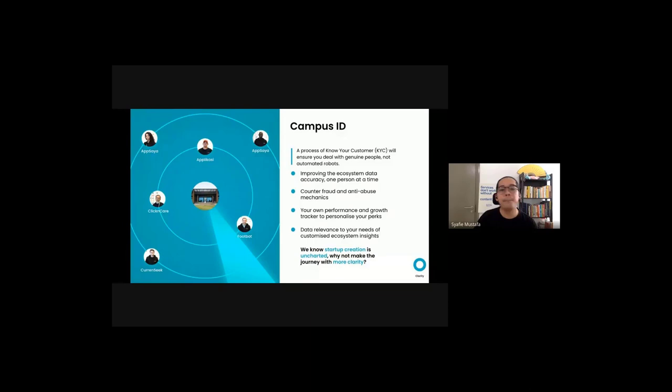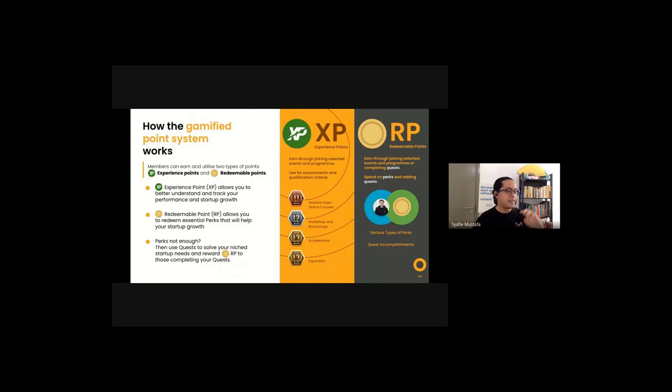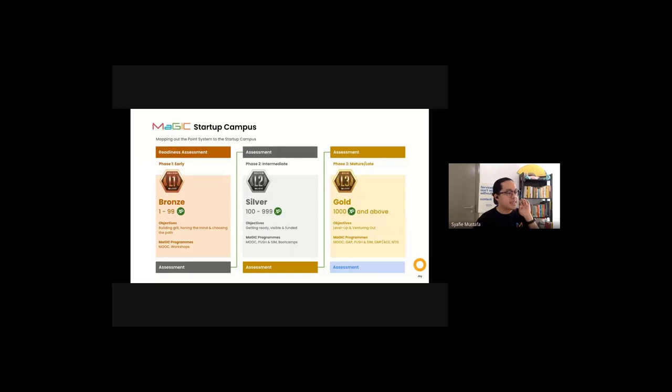And then we have the gamified point system. Like I said just now, every time you go through our courses, you get points. Experience points will constantly go up, but never go down. Redeemable points are something you transact, you spend, and you can even claim from someone. So, experience points and redeemable points, as I explained just now. And then we map it out into bronze, silver, and gold, much like a game. So you could actually go through all this.